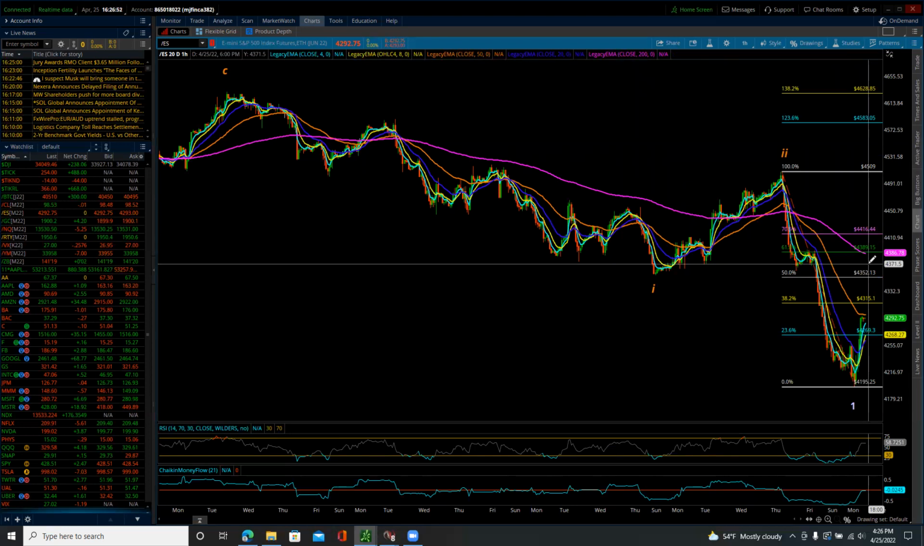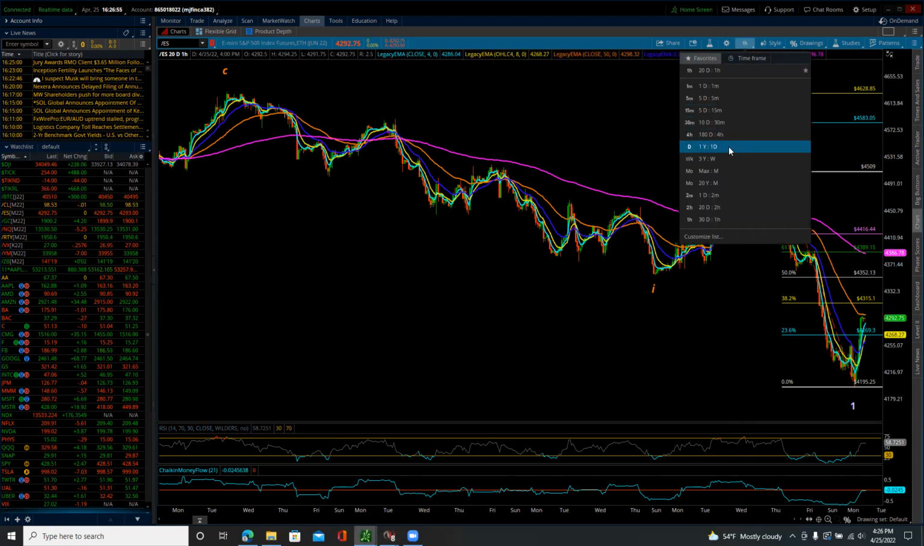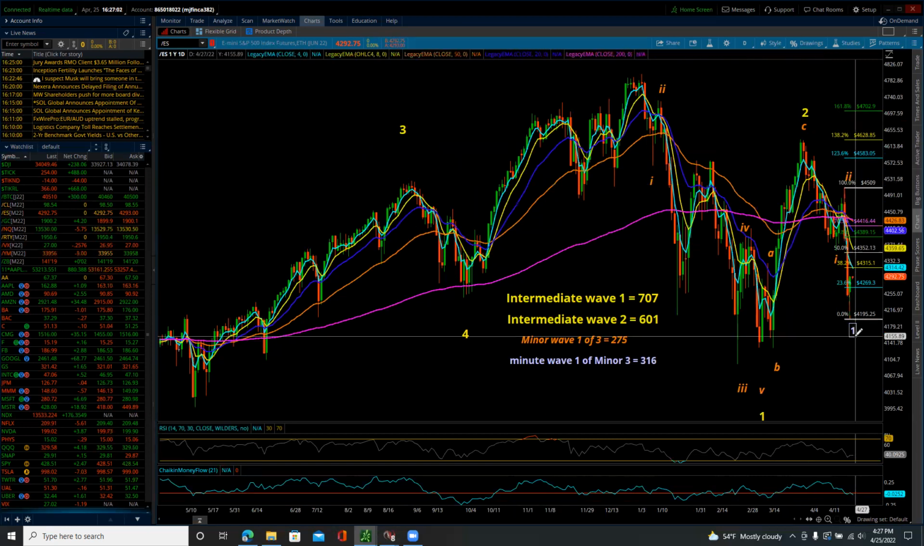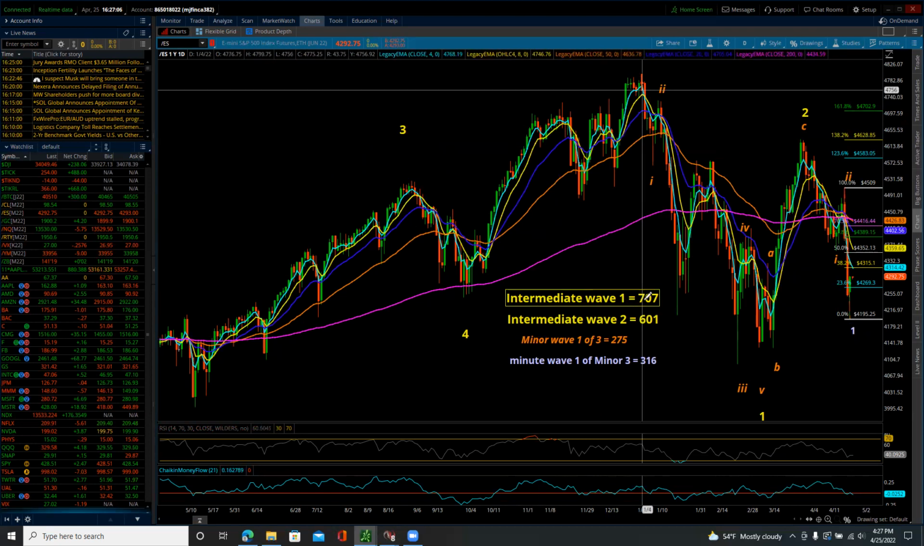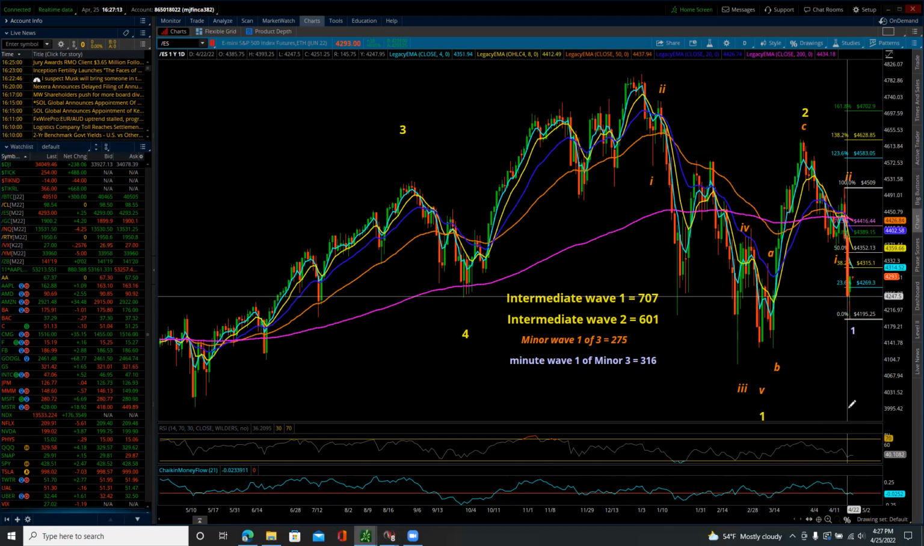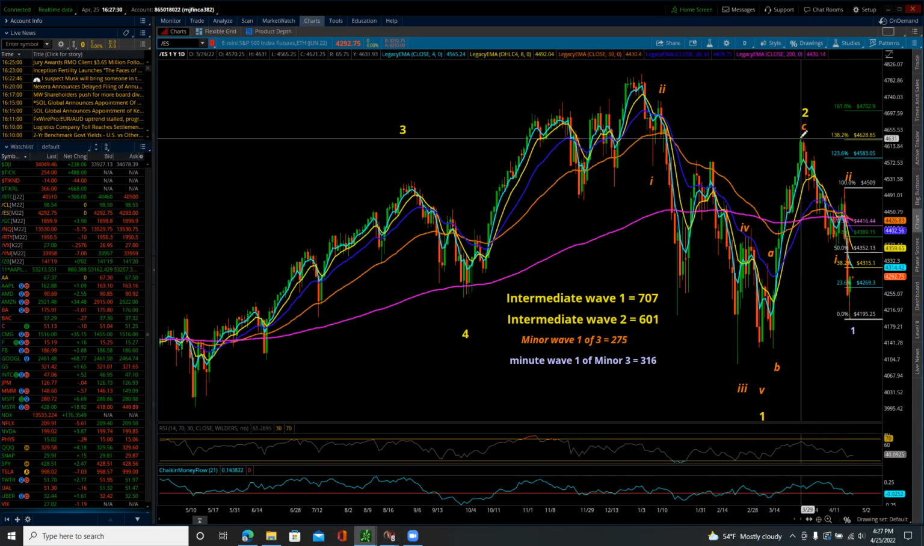So in terms of that larger picture, again, I'm going to go back out to that daily. Intermediate wave one was 707 points. Intermediate wave three should come in at 1.618 times that. That's the most common Fibonacci relationship that we would add in there. And if I did that, we're looking for intermediate wave three to be 1,160 points. And that would be from this level. So 1,160 points.